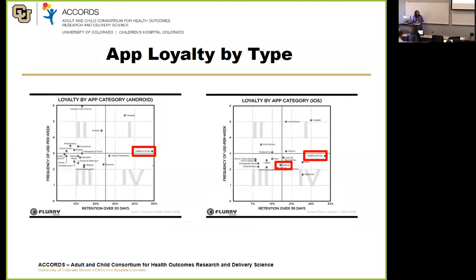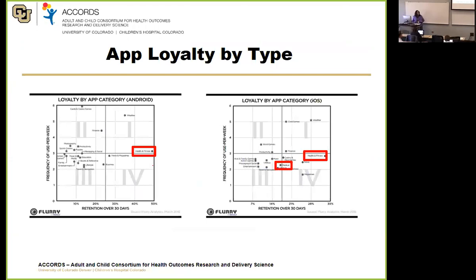Other thing that's important though about this is that health apps and medical apps tend to have higher retention. One of the big challenges in using mobile solutions and mobile health solutions is that you'll get people to download something. They'll try it, or they might download it and not even open it at all. They might just discard it and go on with their lives.